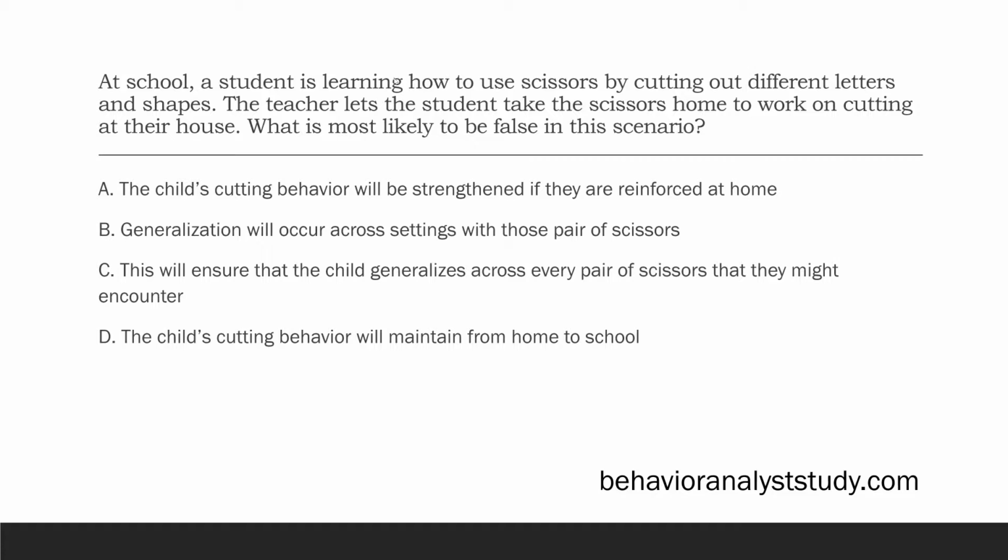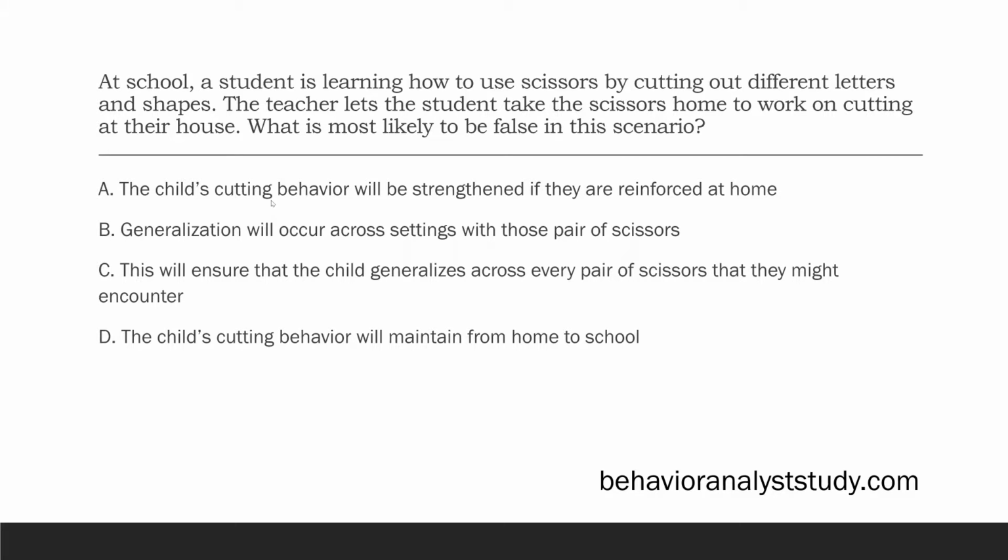At school, okay, students learning to use scissors. Great. The teacher lets the student take the scissors home to work on cutting at their house. Great idea, right? What do we first anticipate is going to happen? Well, now they're going to learn to cut at their house. That skill is going to start generalizing. It's also giving them more opportunities to learn to cut so we can strengthen that skill. So immediately we're thinking good things, okay?